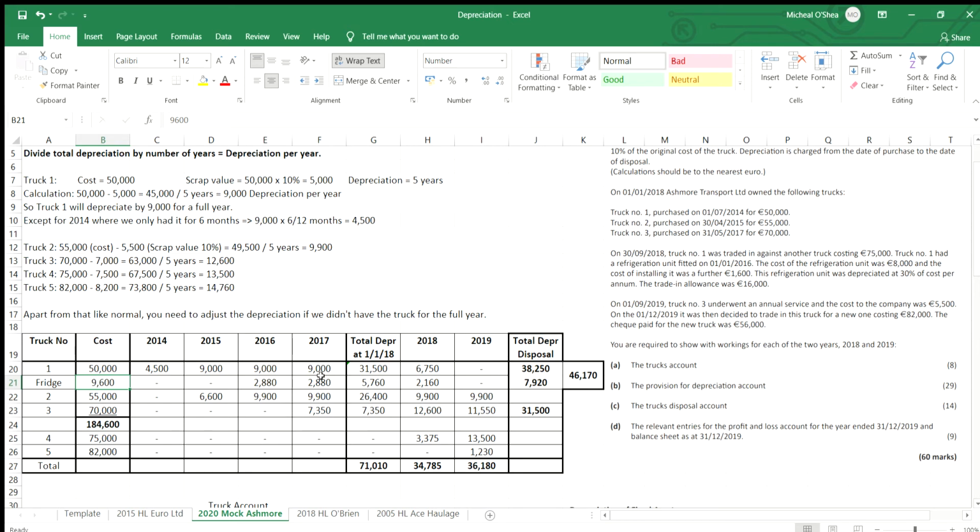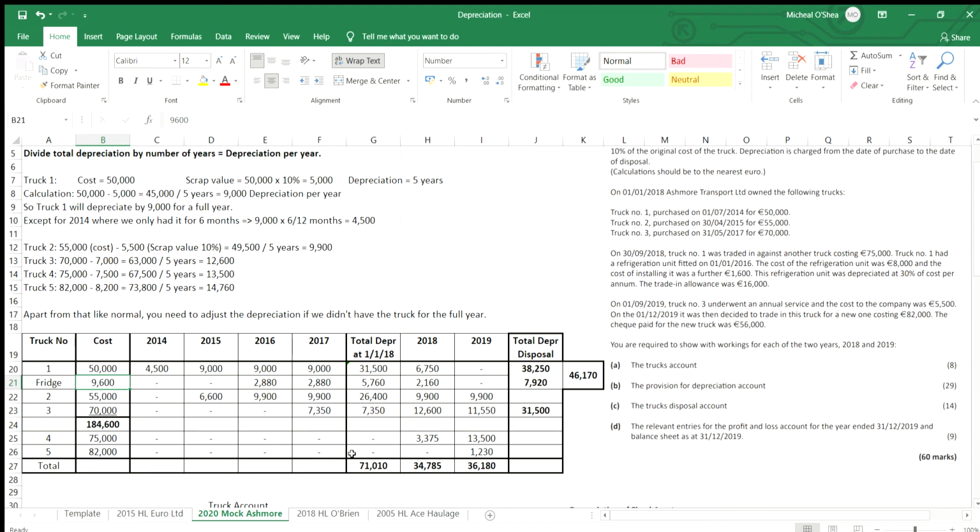So once I put in all these depreciations, I go across and this is my total here. I can then total this column to give me 71,010. That's my total depreciation as the question starts. Apart from that, I have all of the trucks and fridge that I had purchased prior to the question starting. They add up to 184,600. Those two figures in bold are important.